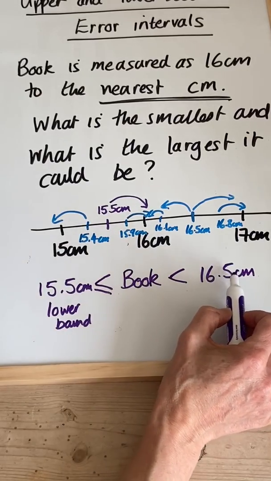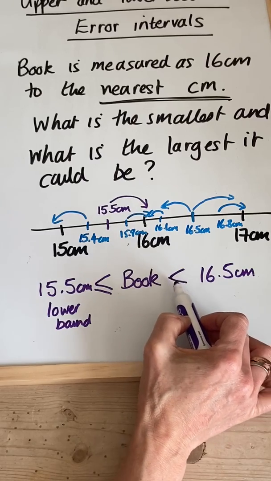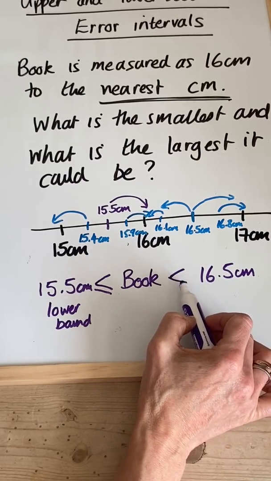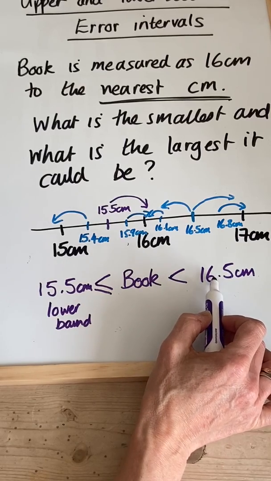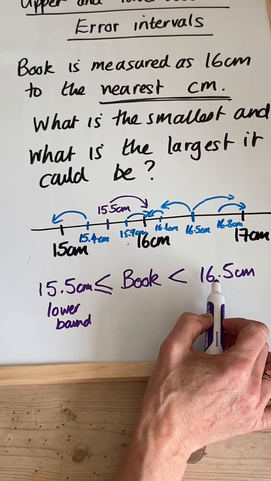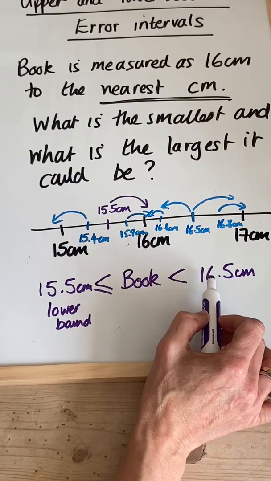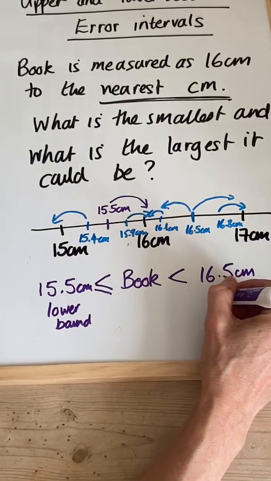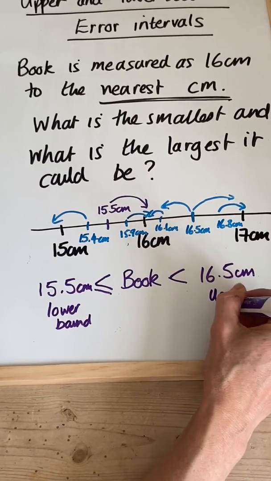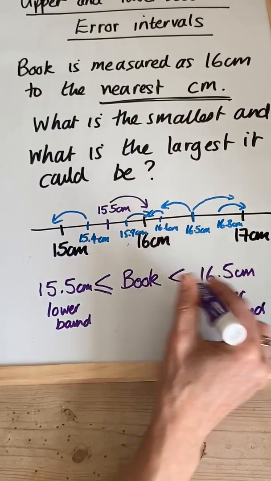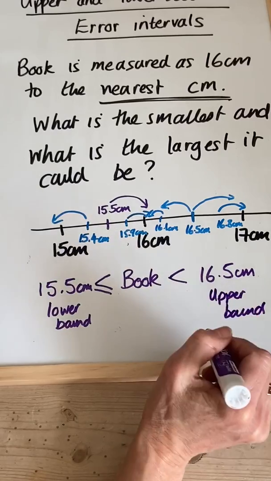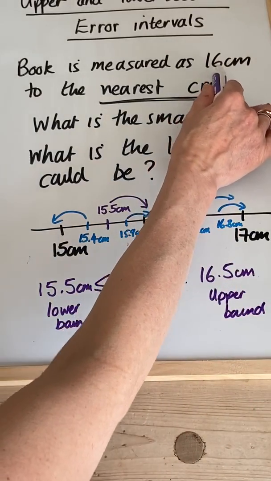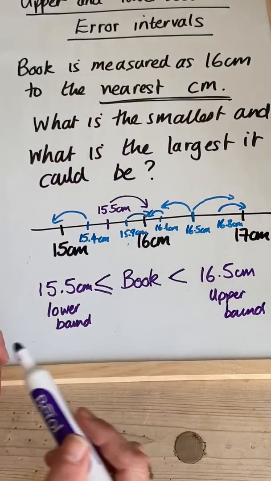But with the 16.5 centimetres, I've got an inequality sign that doesn't have an equal sign, which basically says that the book can be anything up to 16.5 centimetres, but not quite 16.5 centimetres. So 16.5 centimetres is my upper bound, but my book measurement never quite reaches that, otherwise it wouldn't be rounded to 16 centimetres to the nearest centimetre.